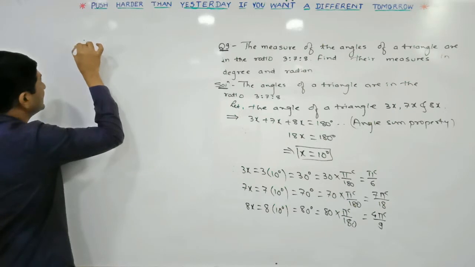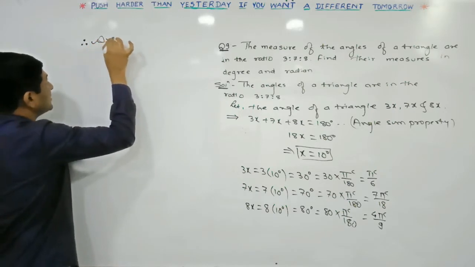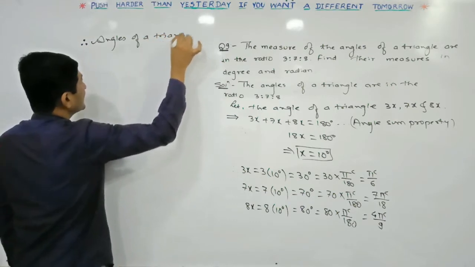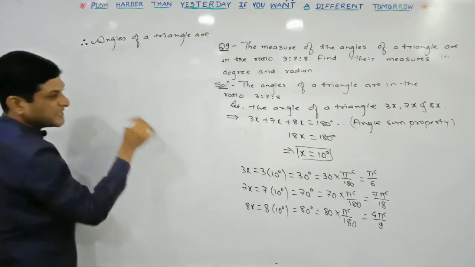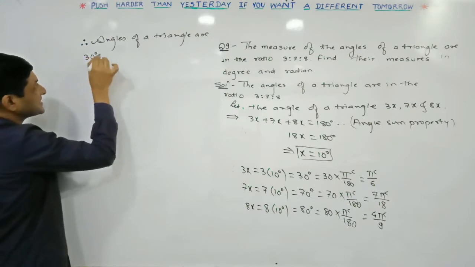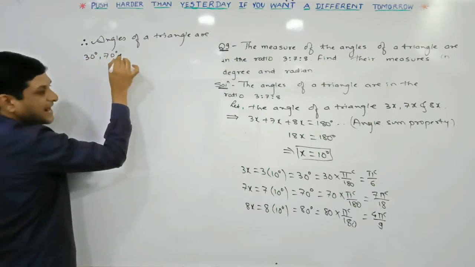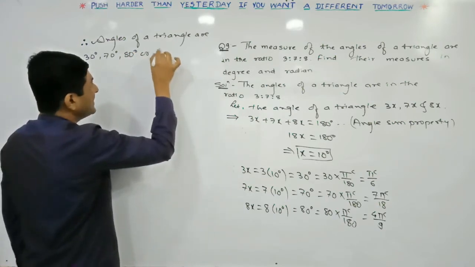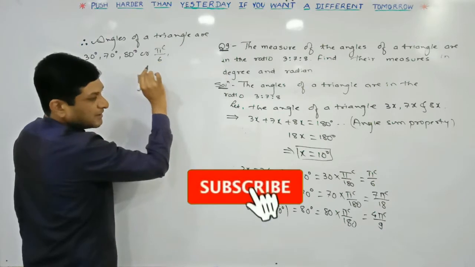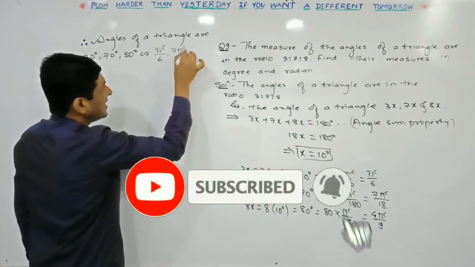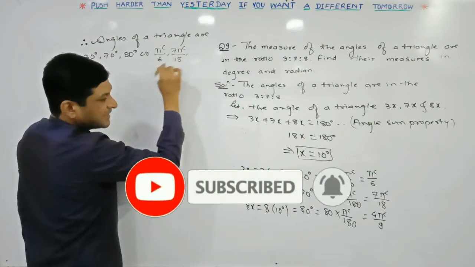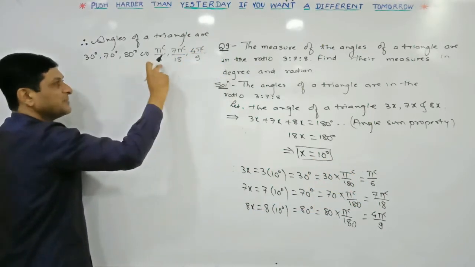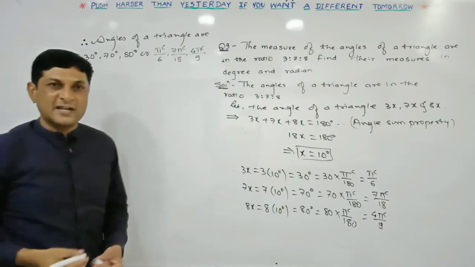So therefore we can say that the angles of a triangle are, so what is the degree measure? 30 degrees, 70 degrees and what? 80 degrees. Or we can say that pi radian upon 6, then 7 pi radian upon 18, and the third angle is 4 pi radian upon 9. So in this way we have got the degree measure as well as the radian measure of the three angles of a triangle.